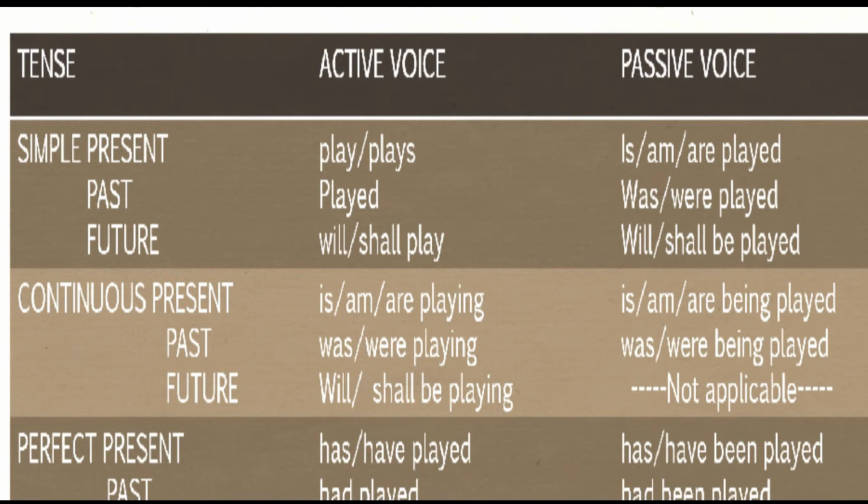If the subject is plural, we use were. And the main verb will remain the same. That will be the third form of the main verb. That will be the past participle of the main verb, played.